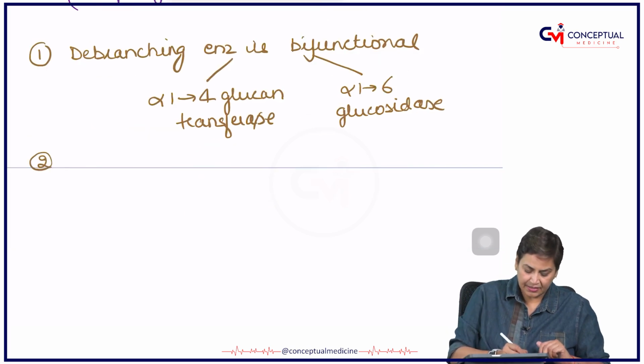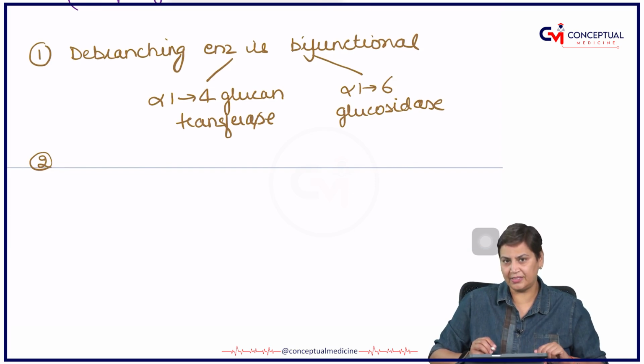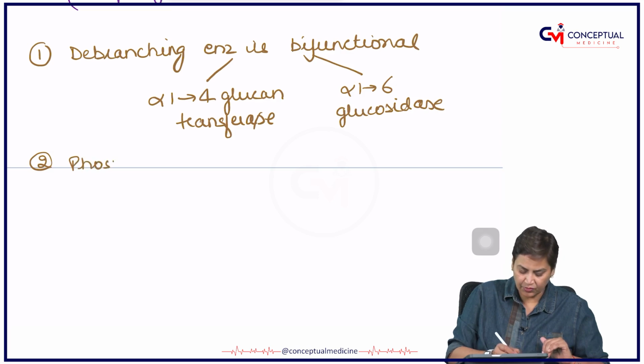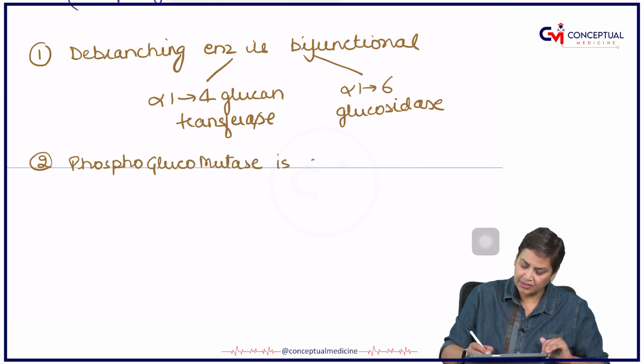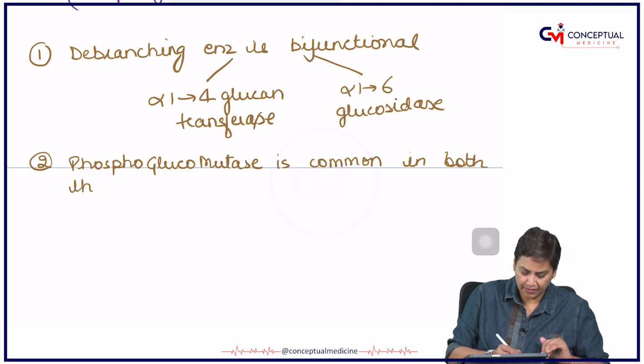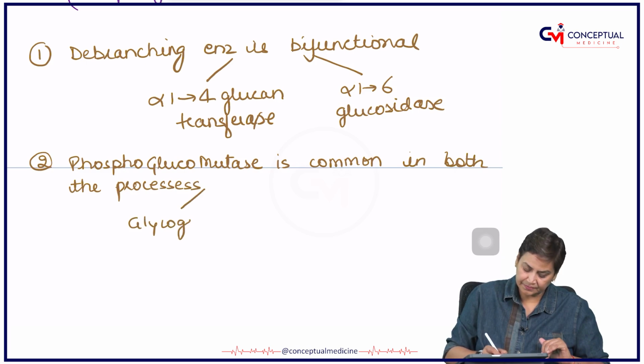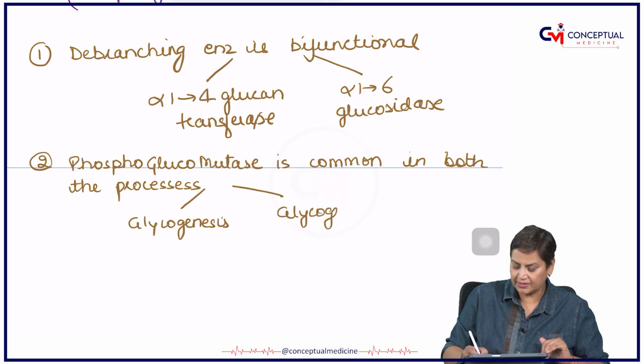Second is phosphoglucomutase, the common enzyme of both the processes. So I can say that phosphoglucomutase is common in both the processes, which are simply glycogenesis as well as glycogenolysis.